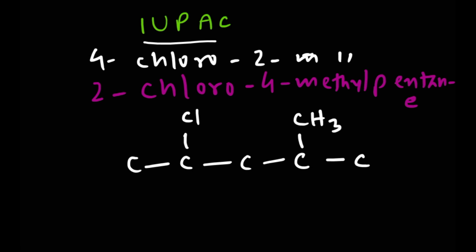Okay, so here the functional group should come first. We will discuss it later, but just remember chlorine is the functional group and methyl is just a substituent, so the functional group should come first. So definitely it should be 2-chloro. The numbering should not start from the other side because the functional group should get the lowest number. So 2-chloro-4-methylpentane will be the correct answer.